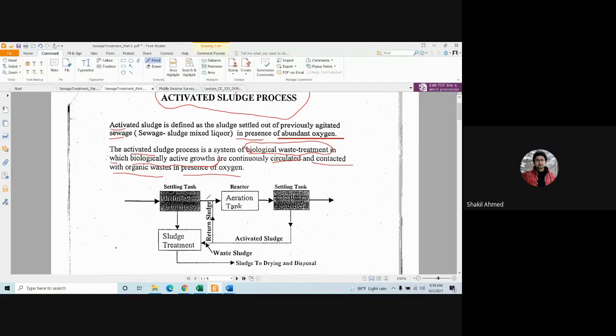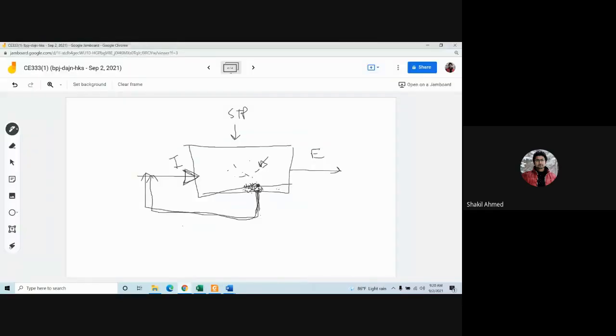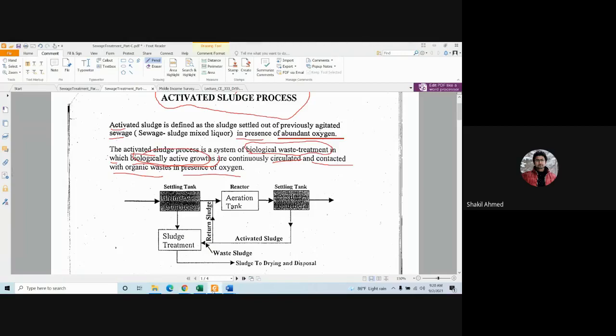So these are biologically active growth. You are mixing it with the incoming sewage to enhance the treatment efficiency. Clear? Did I make it clear? Yes, sir. So activated sludge is a system of biological waste treatment in which biologically active growth are continuously circulated and contacted with organic wastes in presence of oxygen.